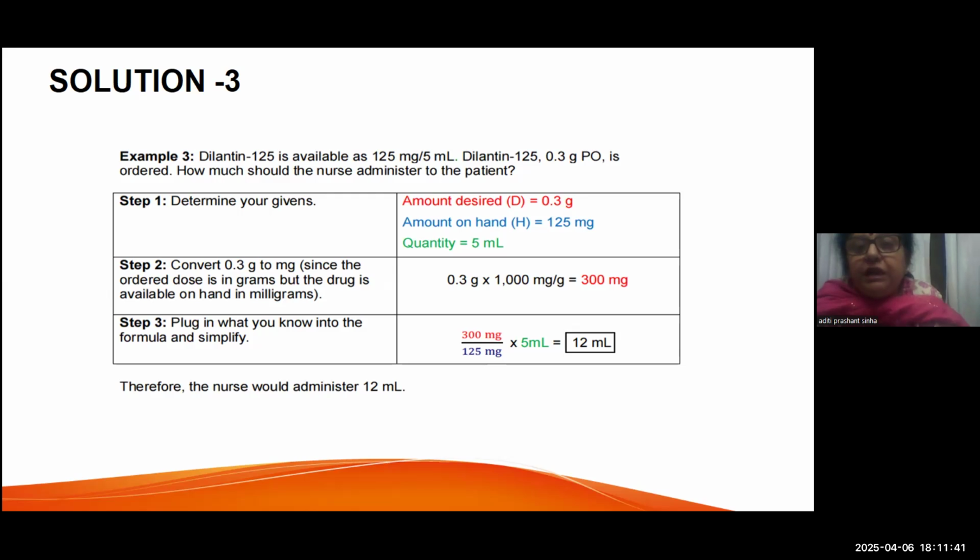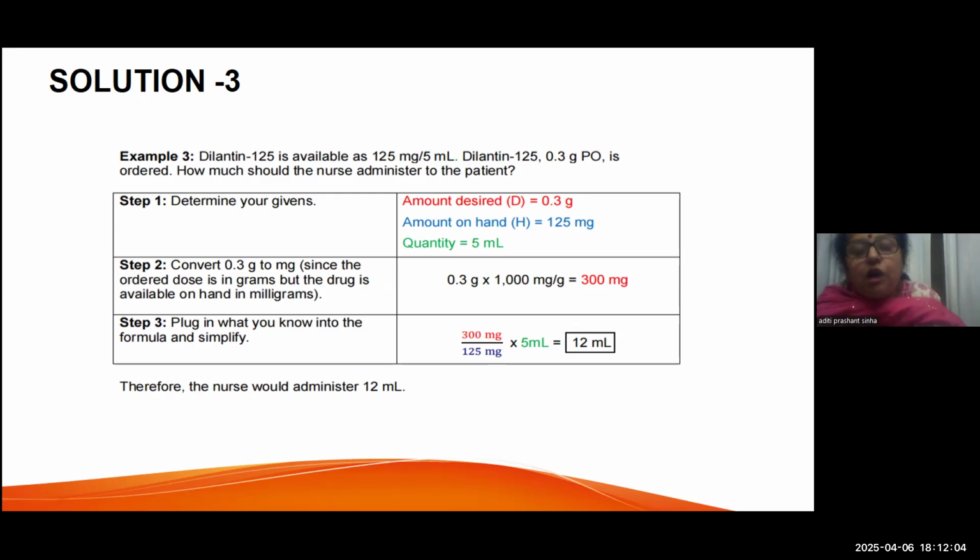So 300 mg divided by the in-hand strength, which is 125 mg. And here you see the volume is specified as 5 ml, so you multiply into 5 ml. So 300 divided by 125 into 5, what comes is 12 ml. You can calculate even on your own, put it in the formula and do it yourself.